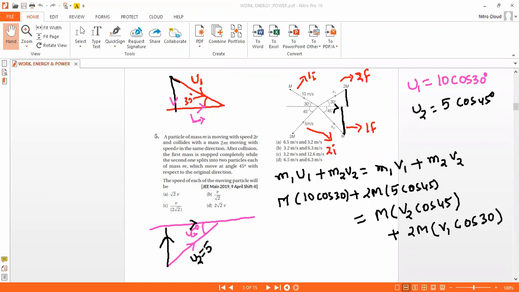Right now I am considering, since it is an elastic collision, the conservation of momentum along the x-axis. Actually, this question belongs to elastic collision in two dimensions. Here I got the equation. In the entire equation, I'll cancel m.